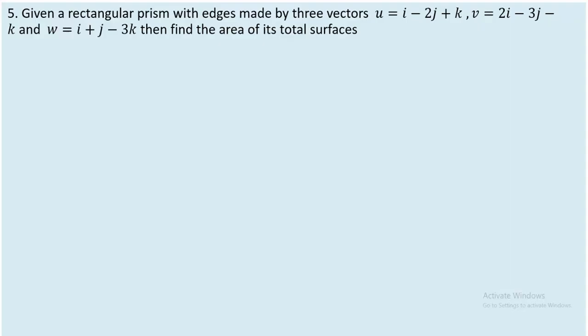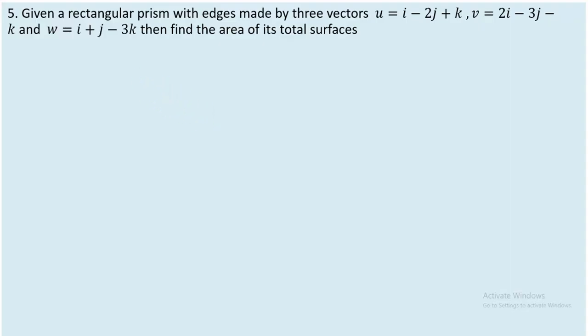Students, as you know, a prism has 6 faces, where a pair of three faces are basically having congruent area. So what we need to do is we first try to calculate the three rectangular regions' area, and then we just multiply that by 2. So the procedure goes like this.